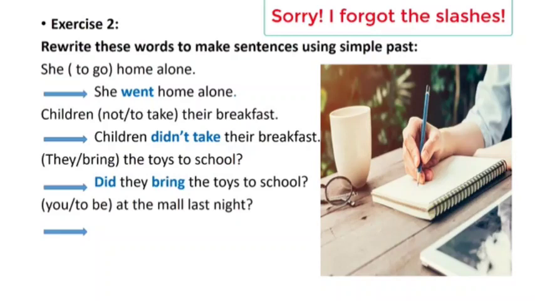Next sentence, we have words between brackets, you have the verb. You to be at the mall last night. This is a sentence. Can we rewrite it into simple past? Again, you have same form, interrogative. What did you use in the first one? You used did, and the subject and the verb. Good. Were you at the mall last night?